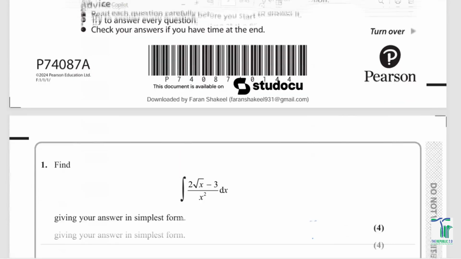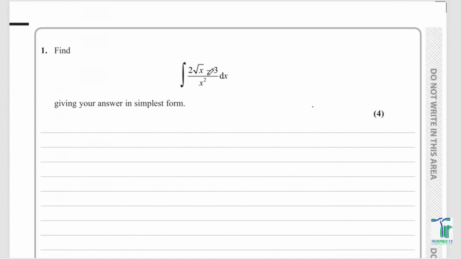So we're going to begin with question number 1. In question number 1, he's just telling us to integrate (2 root of x minus 3) divided by x squared. First of all, how can we simplify it? We need to simplify the expression. We have 2 root of x upon x squared minus 3 upon x squared. So we can simply write it down like 2x to the power of 1 by 2 minus 2, minus 3x to the power of minus 2 times dx.